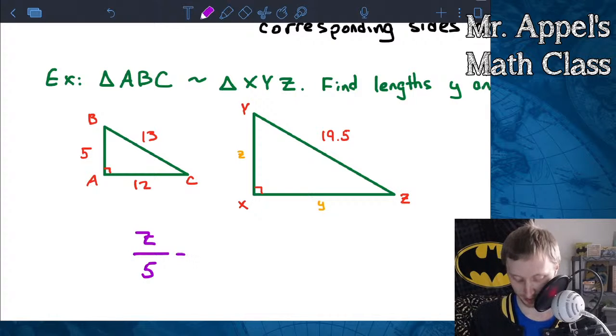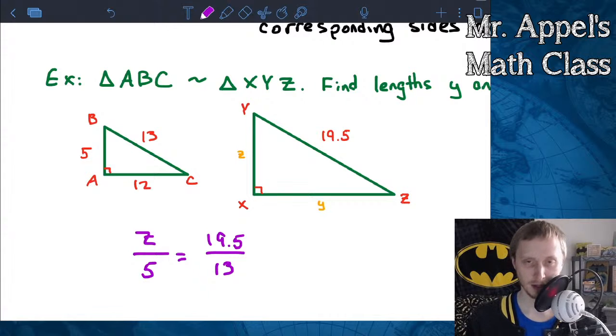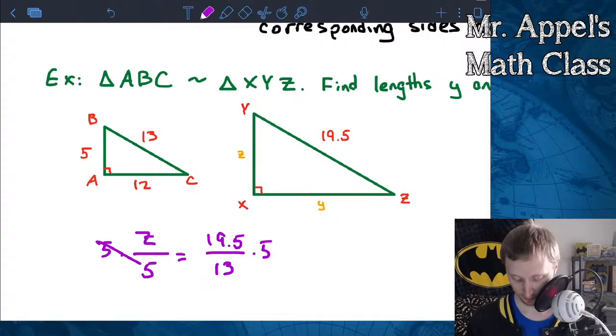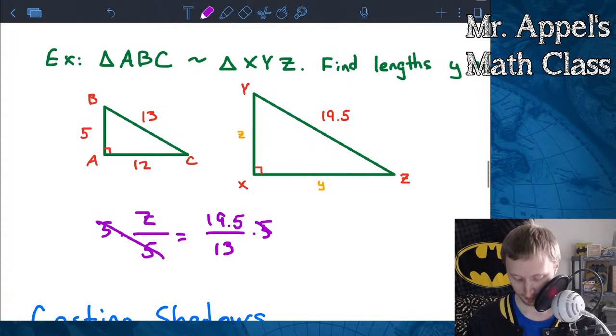Well, that comparison is exactly the same as the comparison between the hypotenuses, the two measurements I do have. So just make sure you're setting things up in the same position. If you set large triangle on top of small triangle, as I've done here, make sure the other side is large triangle on top of small triangle. That'll work. There's an equation. Solve that for Z. Okay, I need the Z by itself, so I'm just going to multiply both sides by 5. Right? That reduces there. And then Z is 19.5 divided by 13, then times 5.